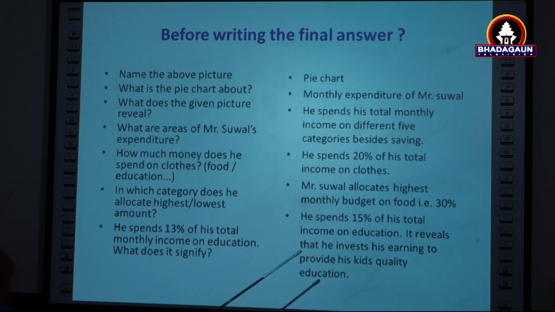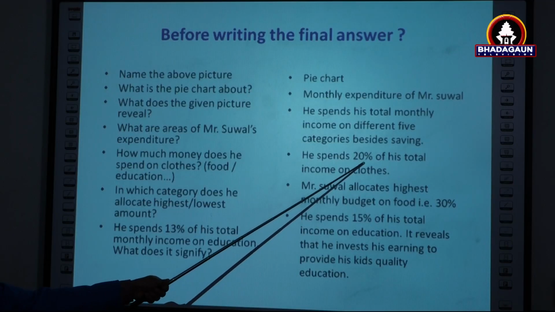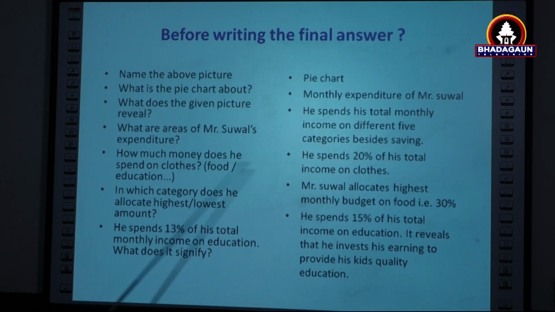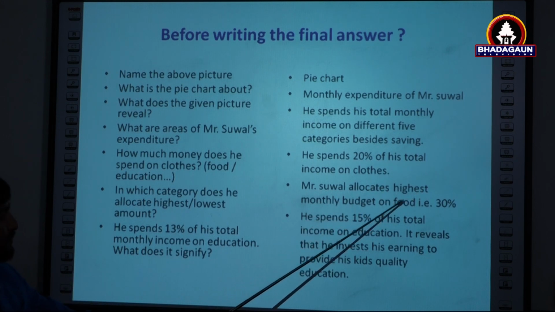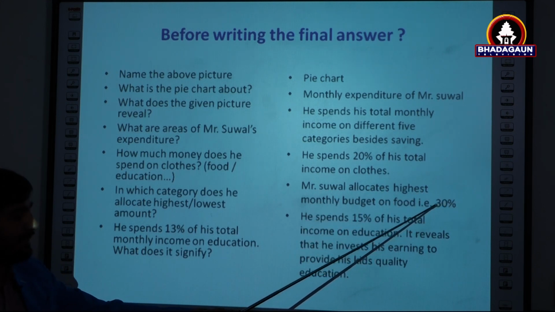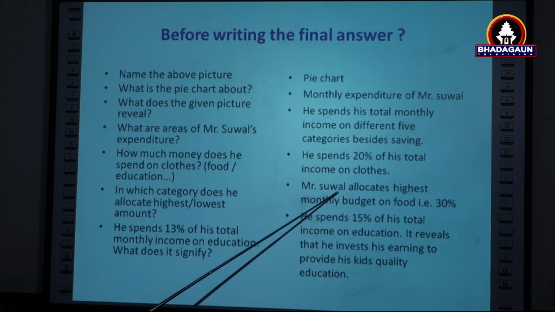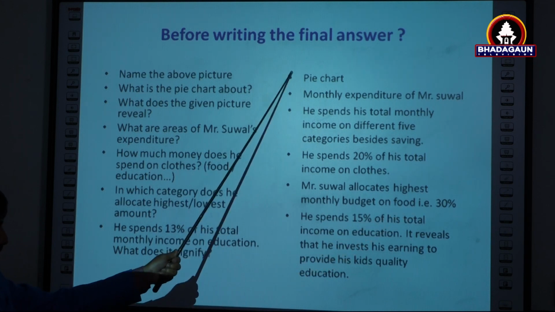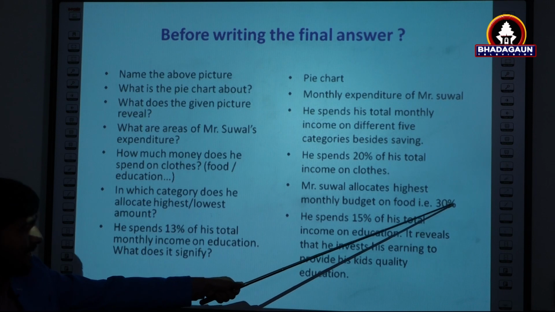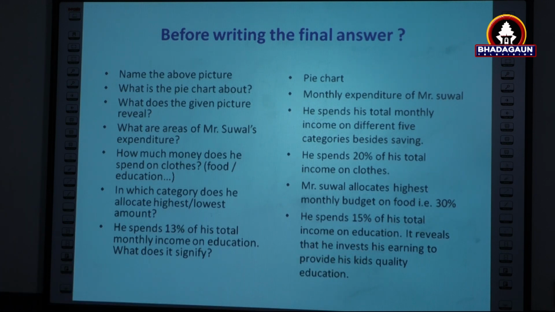Now we are answering these things based on the picture that is given. We have seen all of this data and information and we are answering on the basis of the picture. So this is the answer, what you have just seen in the picture. In which category does he allocate the highest or lowest amount? Mr. Sual allocates the highest monthly budget on food, that is 30%. Similarly you can answer, Mr. Sual allocates the lowest budget on a certain category, and you give the percentage on the basis of the picture.